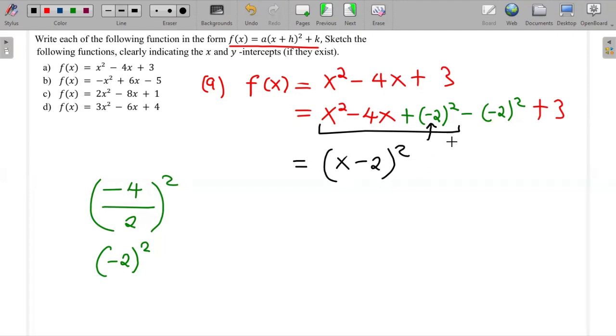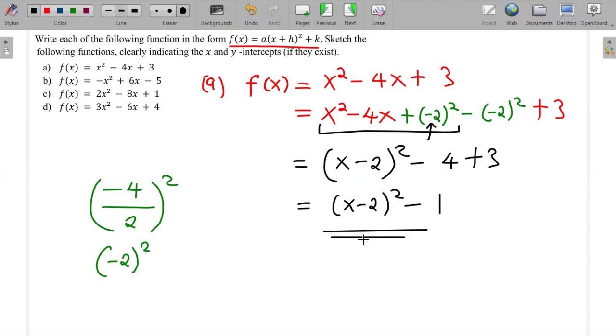Okay, and then outside there, what do I have? I have minus, and then here it is -2 squared, so that will be 4, and then plus what? 3. So this will just give me x minus 2 squared and then -1. Done. So you've seen that expressing it in this form is just completing the square, right?